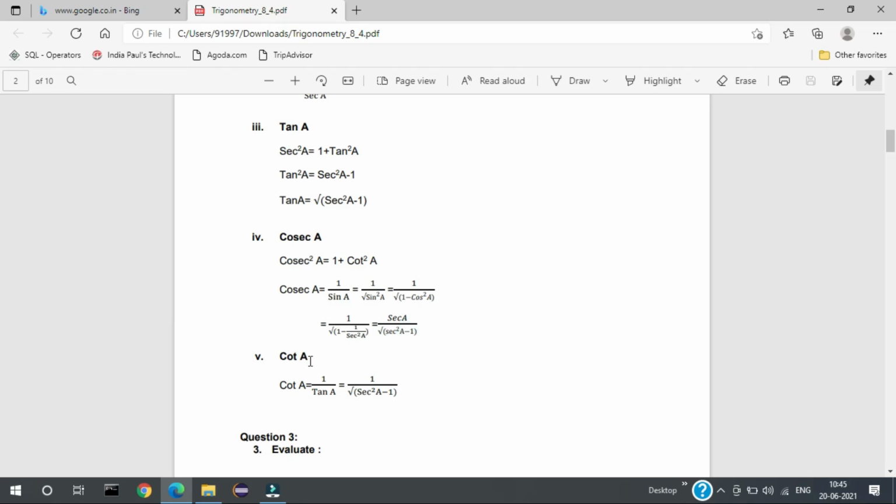Coming to cot A. Cot A equals 1 by tan A. We know 1 plus tan square A equals secant square A, so tan square A equals secant square A minus 1. So tan A equals root of secant square A minus 1.